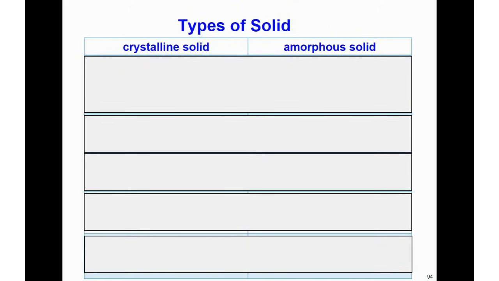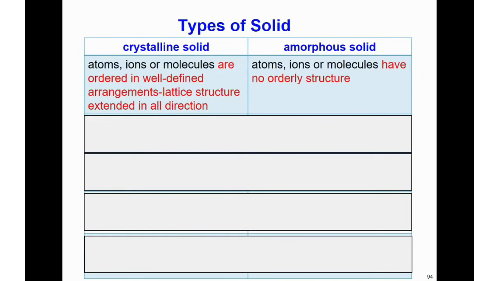Now let's look at types of solid. There are two types of solid, which are crystalline solid and amorphous solid. So there are a few differences between these types of solids. The first one is in terms of the arrangement. For crystalline solid, the atoms, ions or molecules are ordered in a well-defined arrangement, or in other words, lattice structure is extended in all directions. While for amorphous solid, the atoms, ions or molecules have no orderly structure, or the arrangement of the atoms is random.